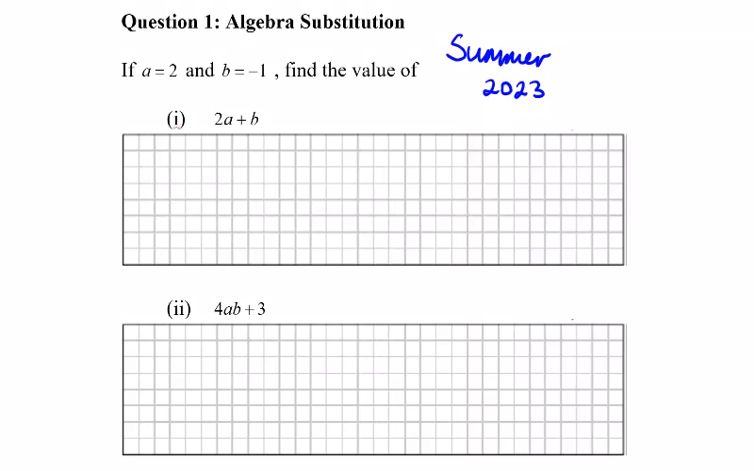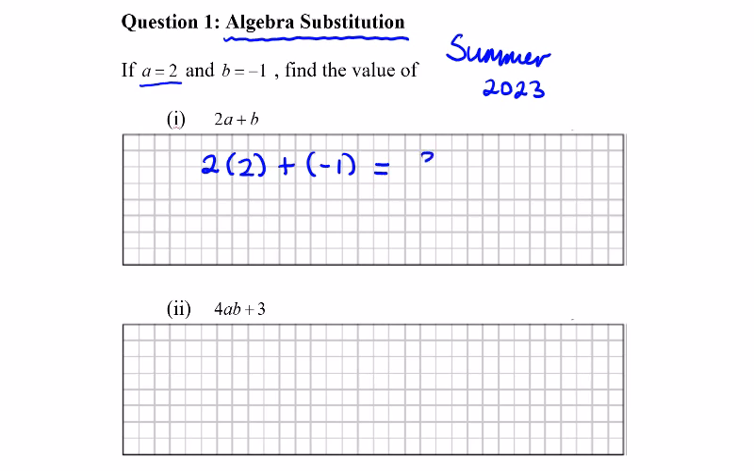So question 1 on your summer test was algebra substitution. Now you were told in advance that this was calculator use, and when you see a letter you replace it with a bracket. So we have 2a plus b, but instead of a and b we have brackets, and then into the brackets we put what each letter is. A is 2 and b is -1, and you just type equals on your calculator and your calculator does all the work for you. Some of you didn't do this and made mistakes.